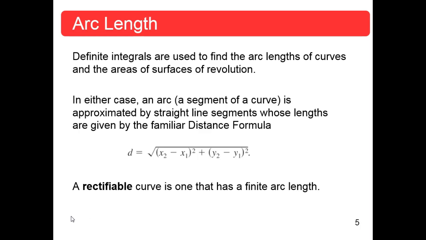Definite integrals are used to find the arc lengths of curves and the areas of surface of revolution. Really the hard part of this, to me, is the arc length. After that, surfaces make more sense, of course. In either case, an arc, or a segment of a curve, is approximated by straight line segments whose lengths are given by the familiar distance formula. D is equal to the square root of (x2 minus x1) squared plus (y2 minus y1) squared. Of course, where does this come from?